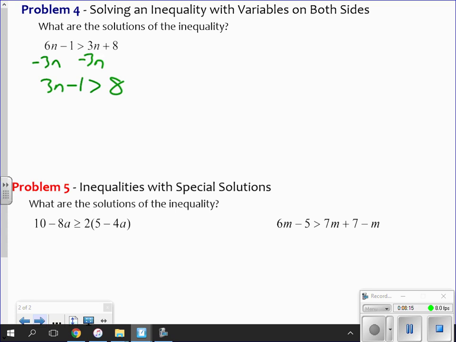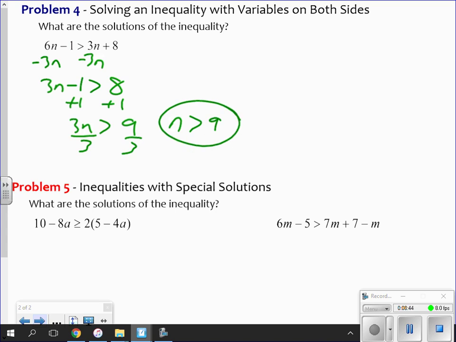Okay. What do I do now? Add 1. 3n is greater than 9. Then, come on, I know it's first thing Monday morning, but come on. Divide by 3. And I get n is greater than, not 9, 3. I know it's Monday morning.